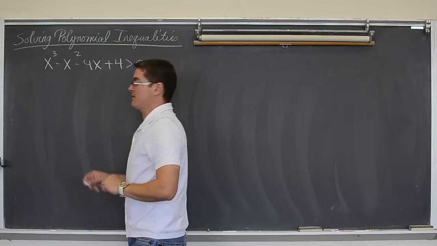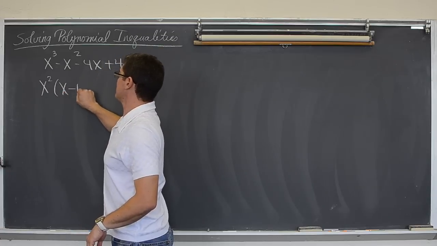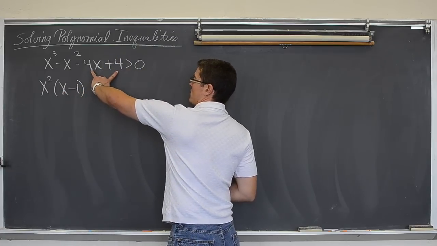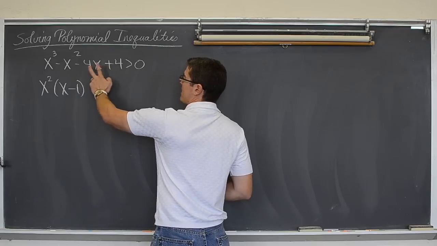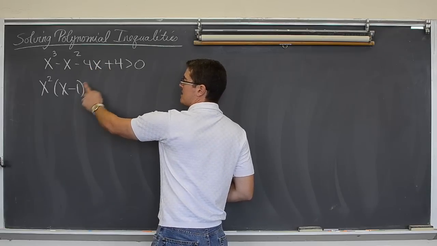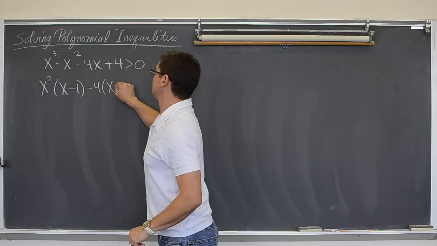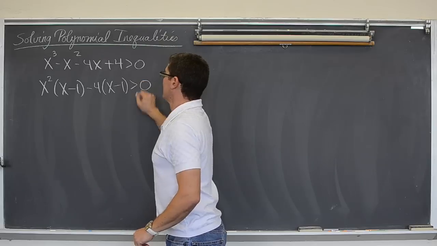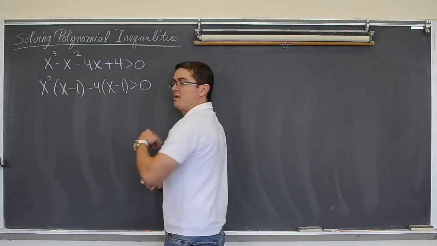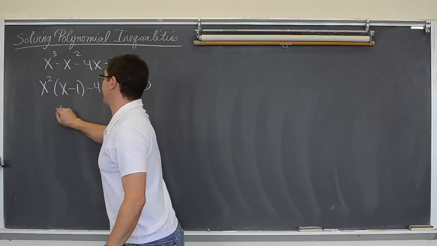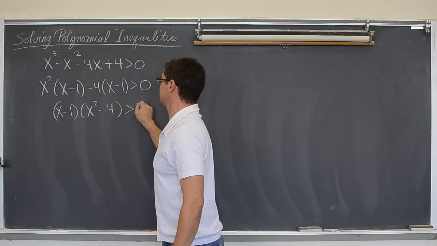x squared will come out of these two terms and leave you with x minus 1. These two terms both have a 4, but I need x minus 1 to show up, so I'm going to take out negative 4 because it's plus a constant and this has minus a constant. Now I've got two terms that both have an x minus 1, so I'm going to factor that out. x minus 1 times x squared minus 4.